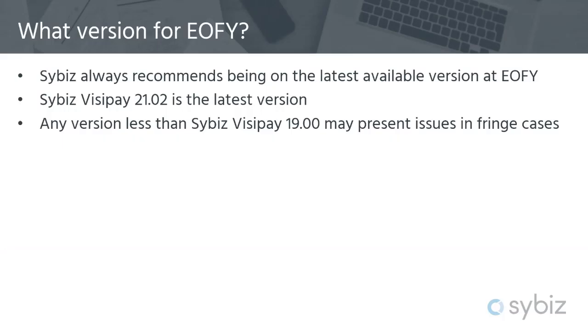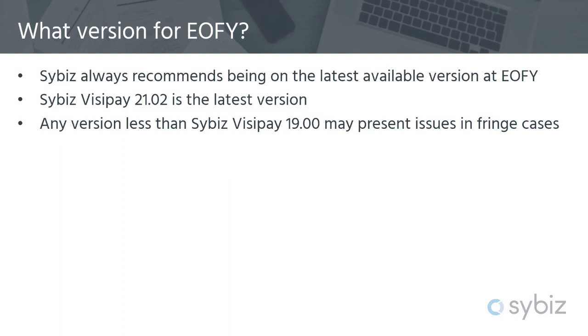So this comes up quite a bit about, what version should we be on for the end of financial year. We have always recommended that you're on the latest version for the end of financial year, and the latest version at present is 2102. There is no version that's going to be released before the end of June, and we will have one in July, August, and then of course the major release later on in the year as well, where we'll start seeing some of the STP2 functionality coming in.